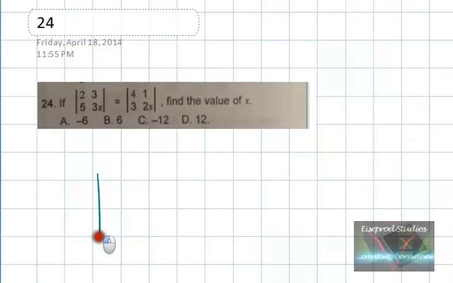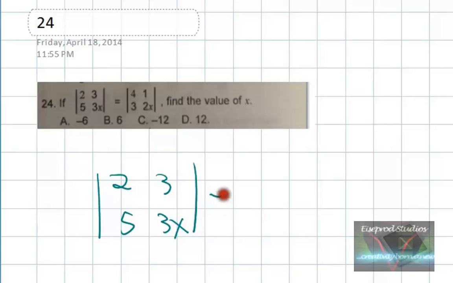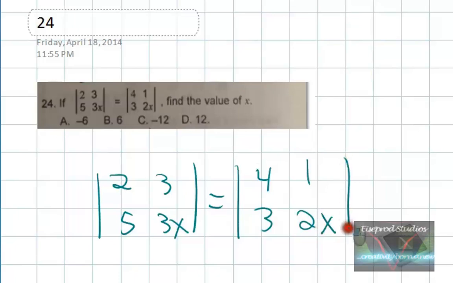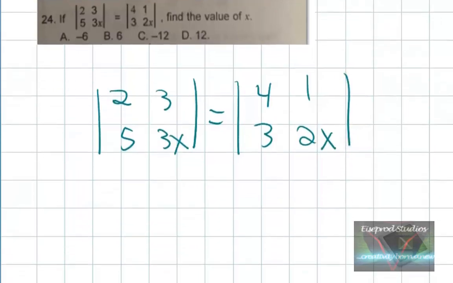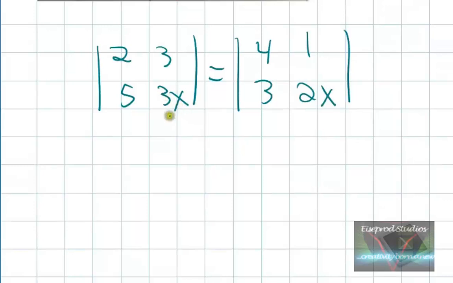So question 24 wants us to find x, and it gives us these matrices. Okay, so the way that you want to do this is you're going to do the same process to both of these matrices, and we're basically going to get it to a more linear form. So what happens is we're going to take 3x times 2, which is 6x, minus 5 times 3, which is 15. And then we do it on the other side as well.